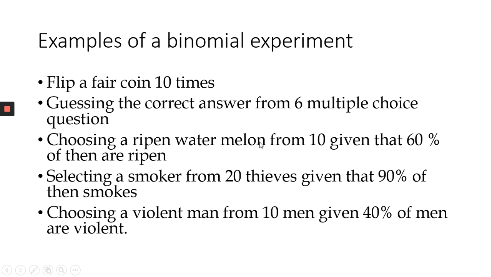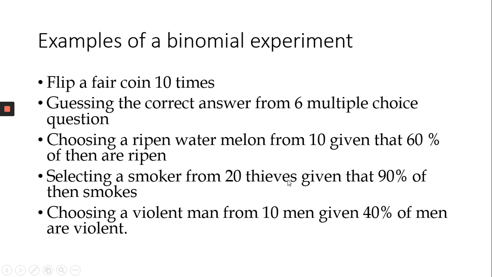Choosing a ripened watermelon from 10, given that 50% of the melons are ripened. So here there is no in-between. It's either the melon is ripened or the melon is not ripened. So this is a binomial.